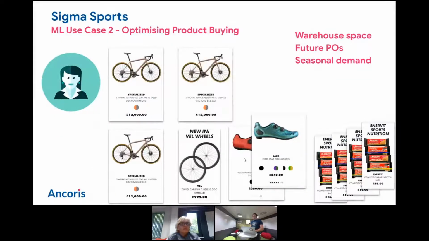And like all good ML and AI, it tends to get more complicated the more you look into it. So there's actually more factors here that are feeding into this model. So warehouse space, for example. A buyer can't just go and buy necessarily a ton of bikes, because they're going to quickly fill their warehouse space, and they can't exceed that warehouse space. So there's a warehouse as another variable, what future purchase orders have been placed, and then you've got things like seasonal demand. So yeah, a really interesting use case.